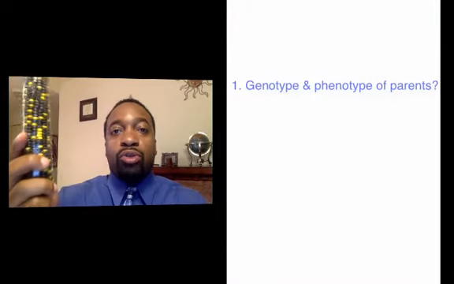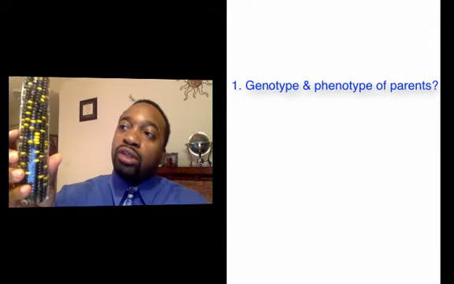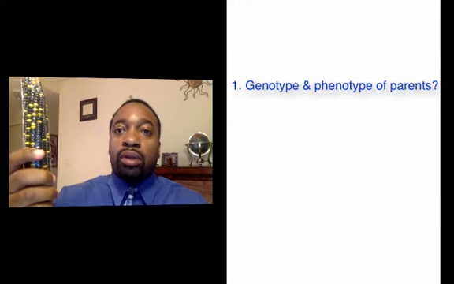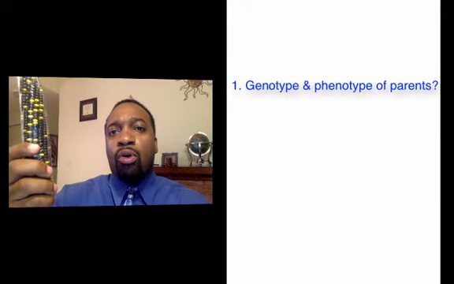So, what we're going to try to do this week is figure out what were the parents that produce this combination of offspring, all these different yellow and purple offspring. In addition, we're going to figure out how is color in corn passed down.